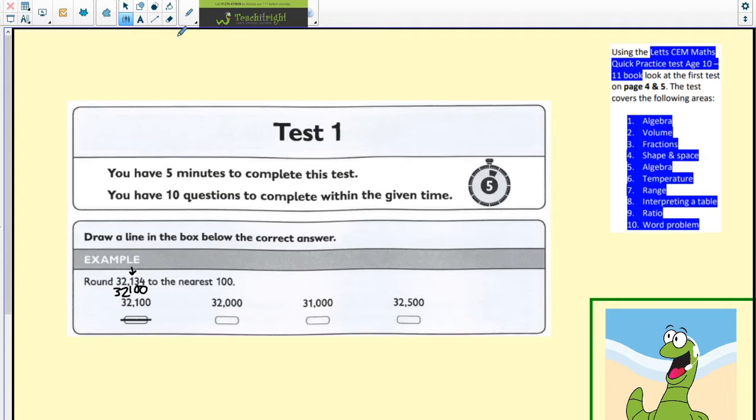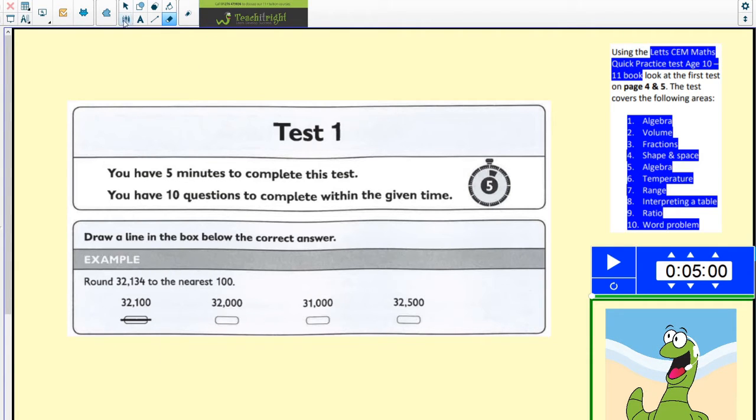So, in terms of here, this is our lesson. So this is test 1 in the example. So in terms of how to answer it, it's shown very nicely all the way through. In terms of rounding, I will just really quickly recap my methodology in rounding because it's something that some people can struggle with. So round 32,134 to the nearest 100.